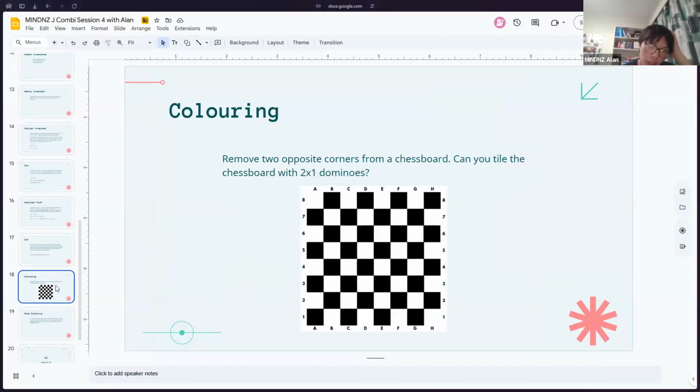And then we looked at this problem. It's a pretty classical coloring problem where we tile the chessboard with 2x1 dominoes after removing 2 opposite corners. Have you seen this problem before? Can you tell me in the chat?